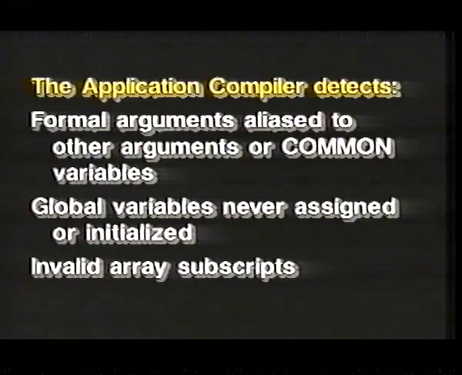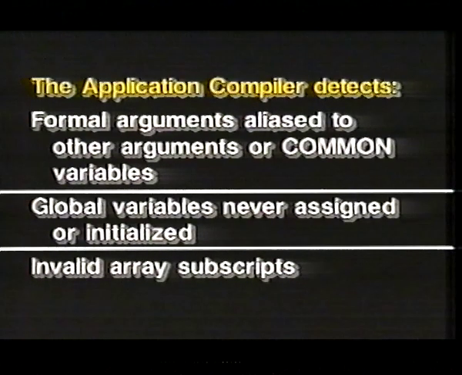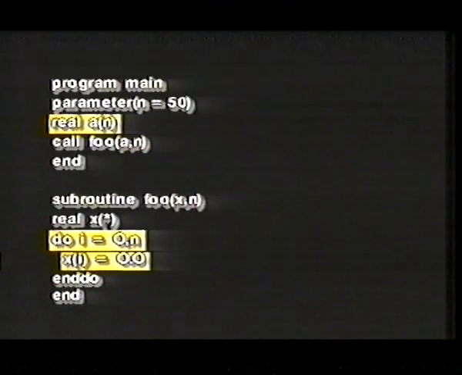There are errors, however, that these tools can't find unless they perform inter-procedural analysis. The application compiler uses the results of inter-procedural analysis to detect formal arguments which are alias to other arguments or common variables and which are assigned, which is a violation of the ANSI standard, global variables which are never assigned or initialized, and invalid array subscripts. We see here an example of inter-procedural error checking.